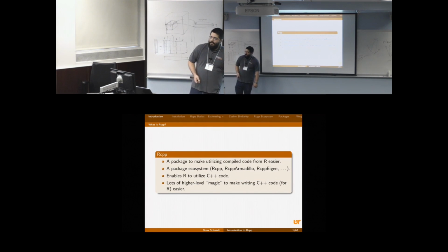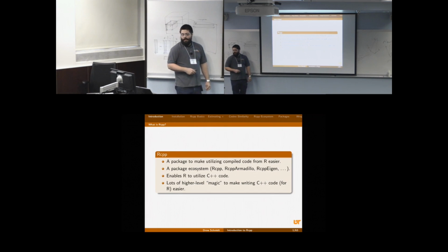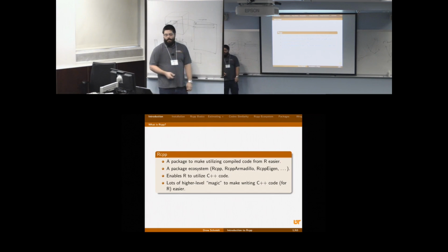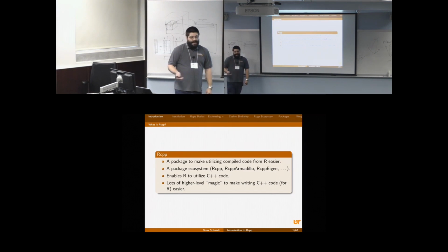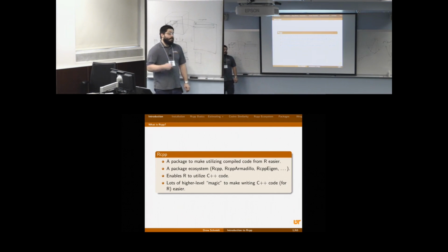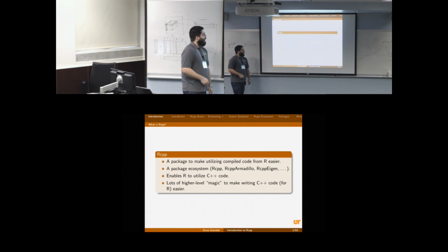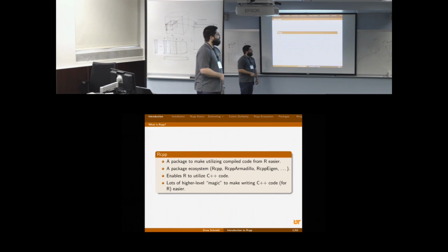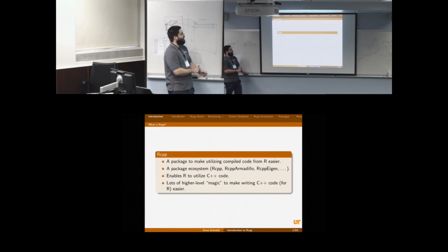Rcpp is a package to make utilizing compiled code from R easier. It's also a package ecosystem, so there are multiple packages. Rcpp is the main one. There's RcppArmadillo, RcppEigen, RcppGSL. It allows R to utilize C++ code very easily. There are multiple ways to interface to compiled code in R.